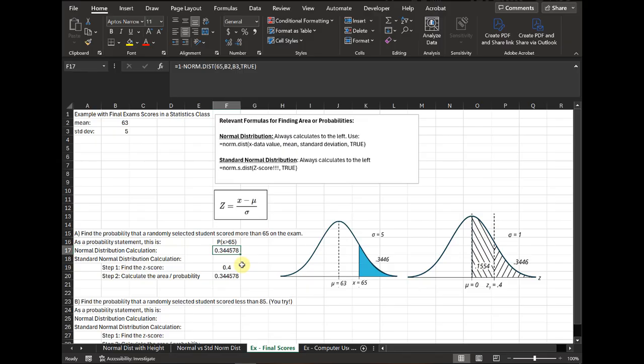So which one should you use? You should be comfortable with using both of these and understanding how to flip between the two, because it's going to depend on the question as to which one you want to use.